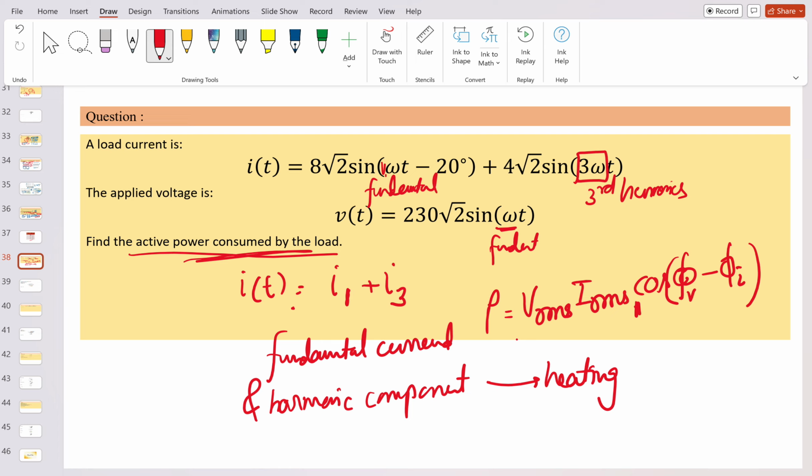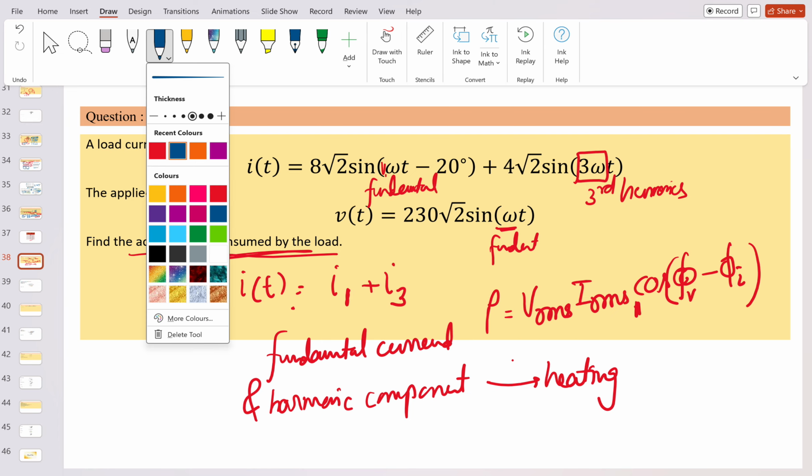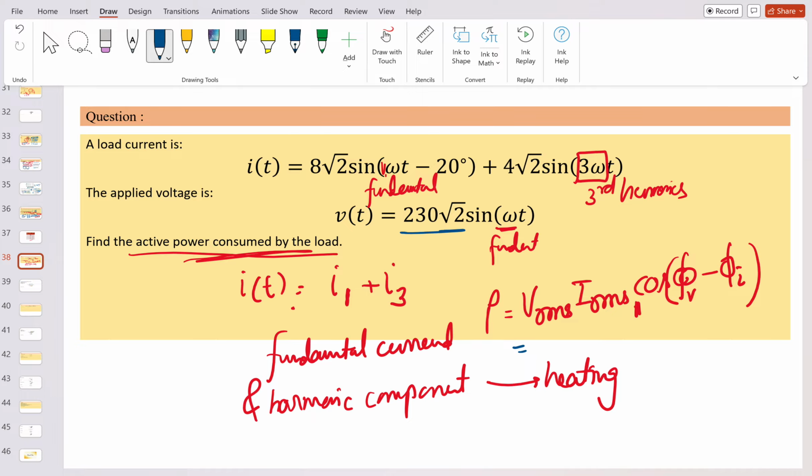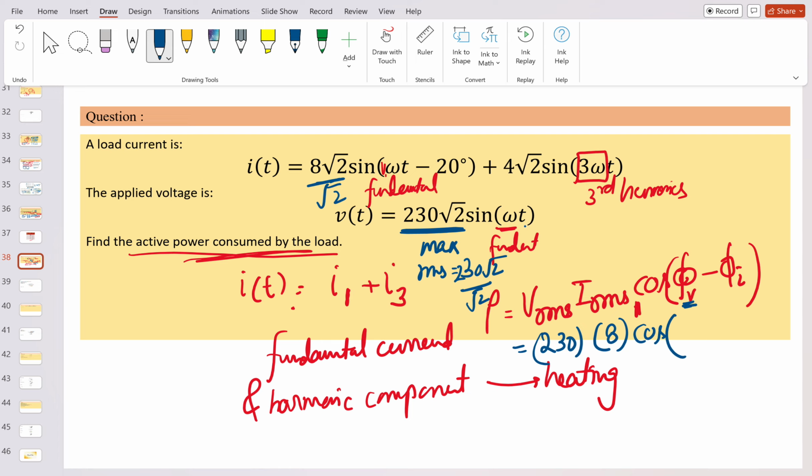Okay, let's put the values. Vrms, 230 root 2 is given, so this is the amplitude, the maximum. What is the RMS? RMS is basically 230 root 2 divided by root 2, which is equal to 230. Similarly, Irms1 is equal to 8, because when you divide by root 2, it comes out to be 8. What is cos theta V? Theta V is basically 0. What is theta I?